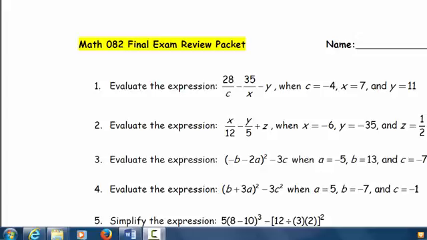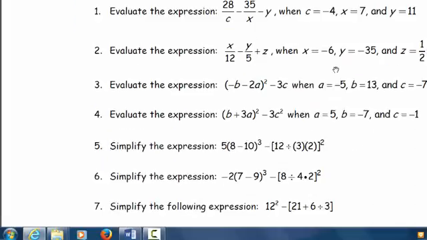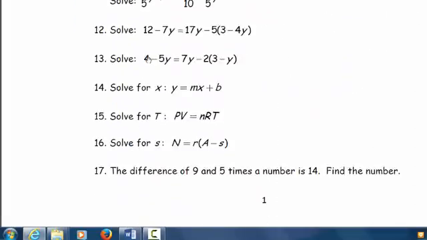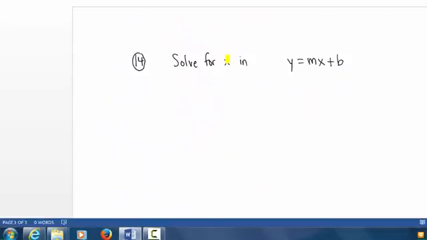Math 082 Final Exam Review Problems 14, 15, and 16. In problem 14 we must solve for x in the equation y equals mx plus b. On the side of the equal sign where the term with x is, we will begin by subtracting b from that side. Of course, we must subtract b from the other side of the equal sign as well.